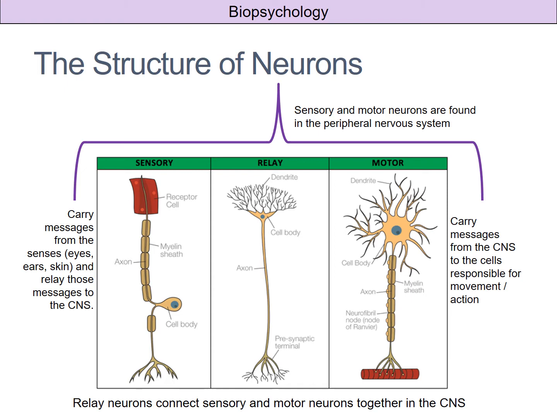So relay neurons are found within the middle bit, and they are the bit that carries the information from a sensory neuron to a motor neuron, or the opposite way around, from a motor neuron to a sensory neuron.